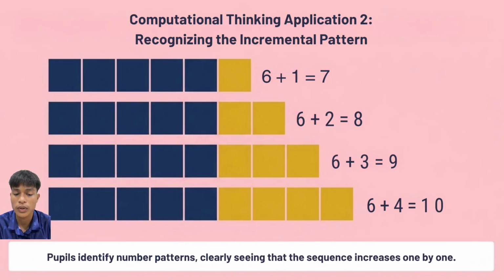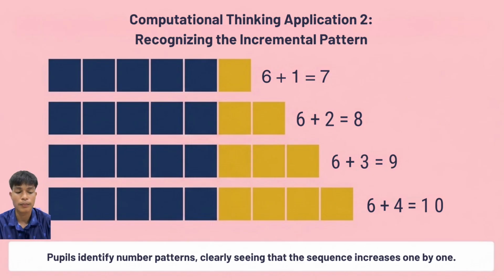We move to slide 7. Pattern recognition. Pattern recognition means looking for repeated patterns or relationships between numbers. For example, 6 plus 1 equals 7. 6 plus 2 equals 8. 6 plus 3 equals 9. 6 plus 4 equals 10.